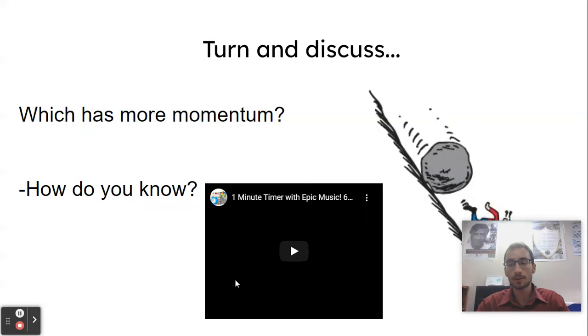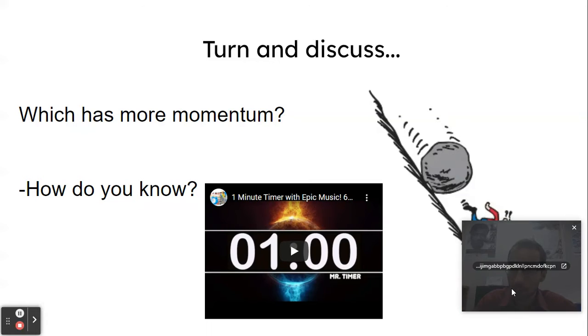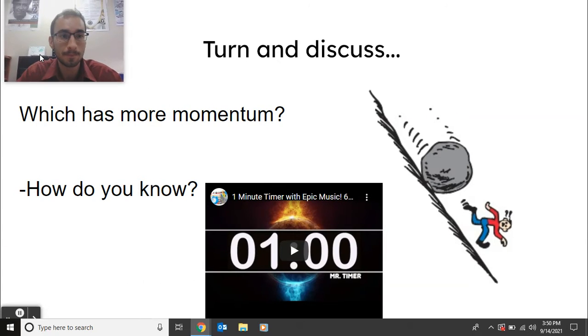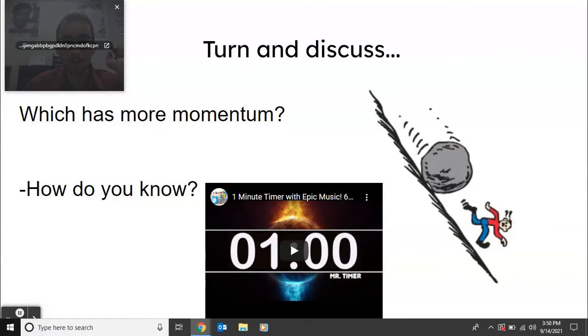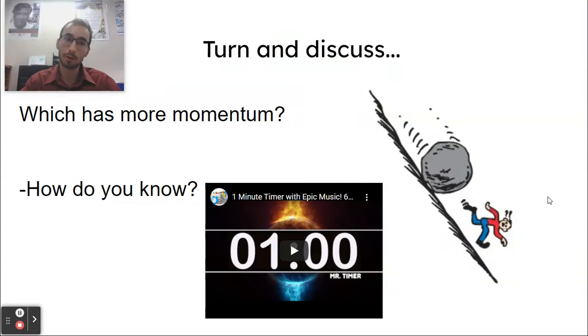Okay? First thing, think about this. Which has more momentum? The rock or the person? And why? And I want to give you a hint. Assume that these two are going the same speed. Which one will have more momentum regardless? Okay? Hopefully you know momentum.